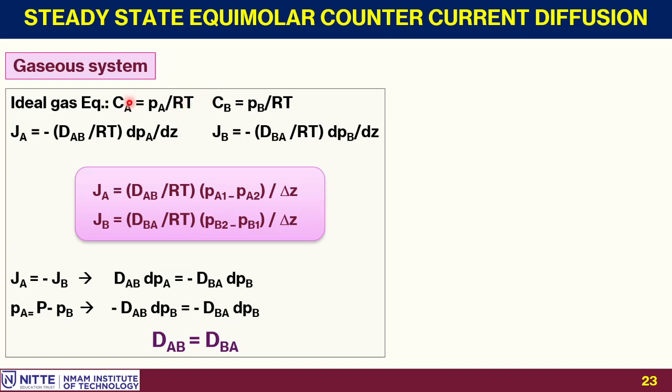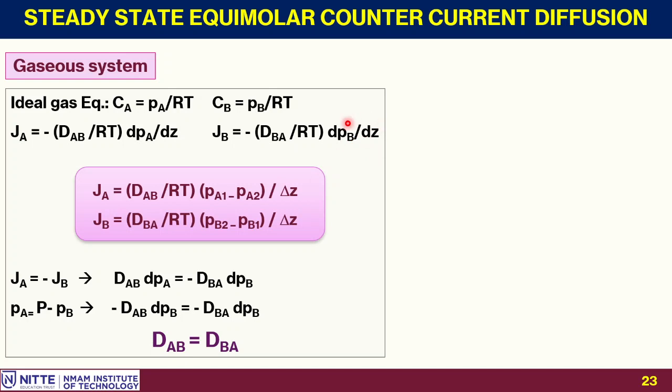The concentration can be written as partial pressure upon temperature and gas constant, making use of the ideal gas equation, PV is equal to nRT. Similarly, for molecule B, we can write Cb is equal to Pb by RT. Now, making use of those terms for Ca and Cb in Fick's law for two molecules A and B, Ja and Jb, I can rewrite them as minus DAB by RT, because RT is constant, I can take it out of the differential term. So what remains there is dP by dZ and dP by dZ.